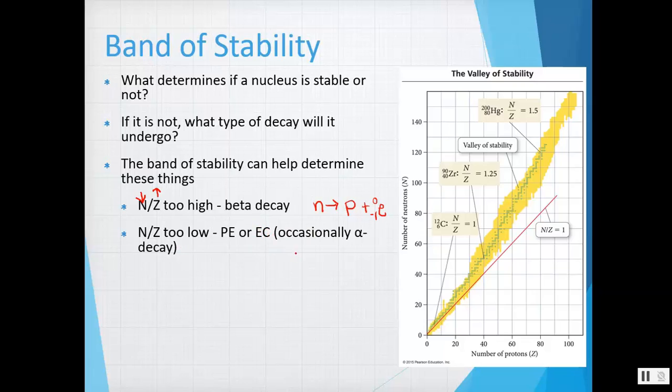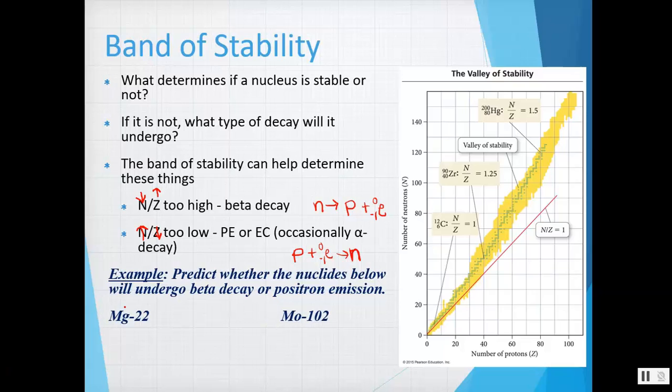For electron capture, remember that we have a proton that absorbs one of those low-lying electrons to generate a neutron. So in this case, our number of neutrons is going to go up, the number of protons is going to go down, effectively increasing our N to Z ratio.